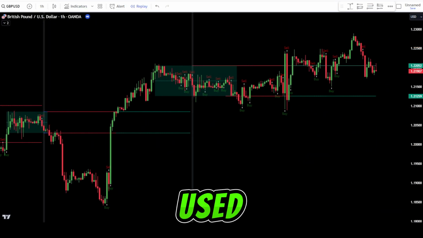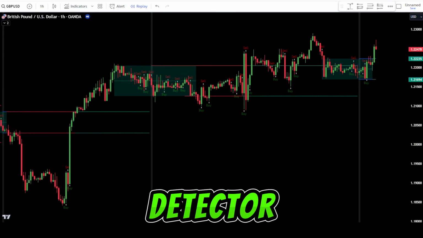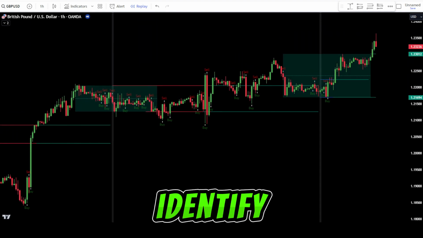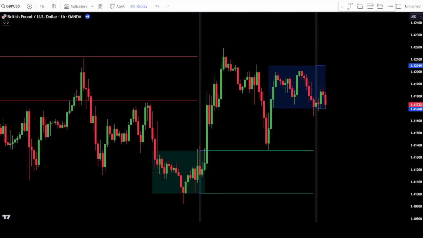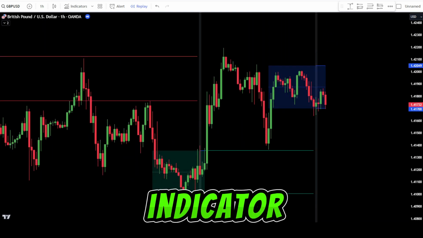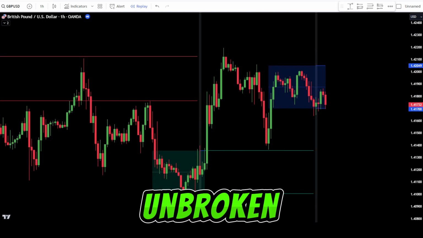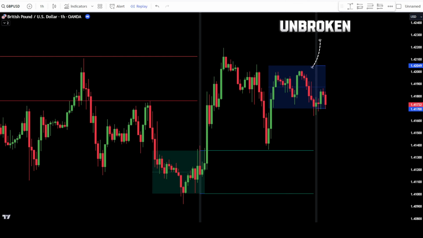The indicator to be used this time is the range detector. This indicator serves to identify the position of the range and price breakouts in the market. There are three crucial components of this indicator. 1. Unbroken. The unbroken range represents the price range monitored by the indicator.